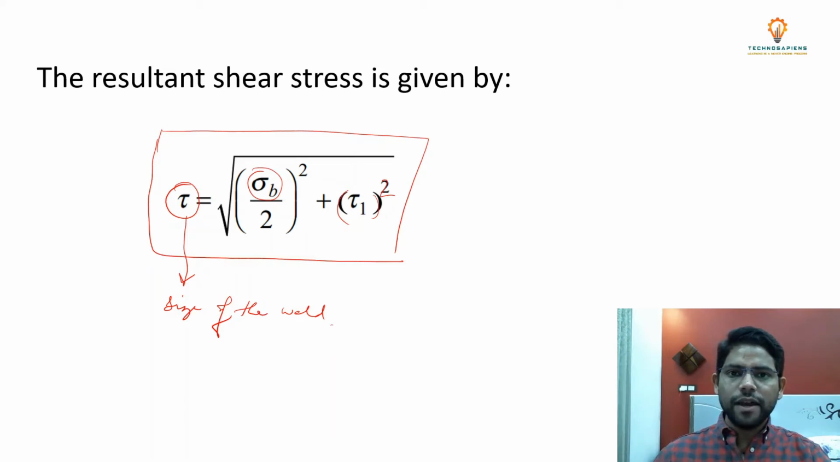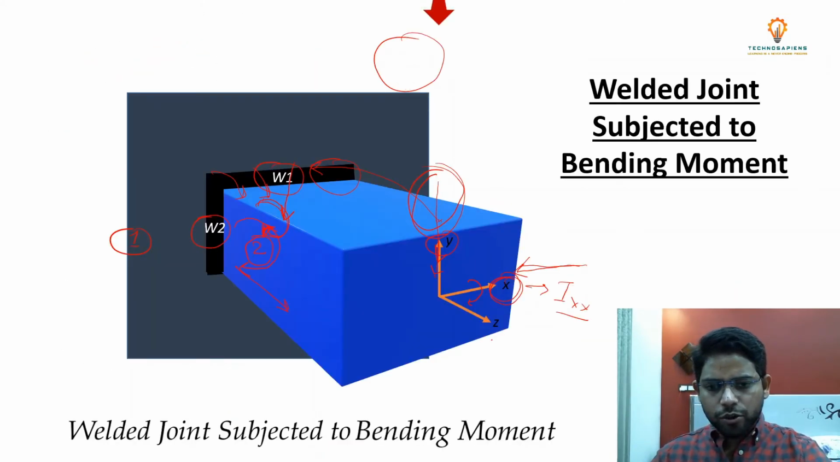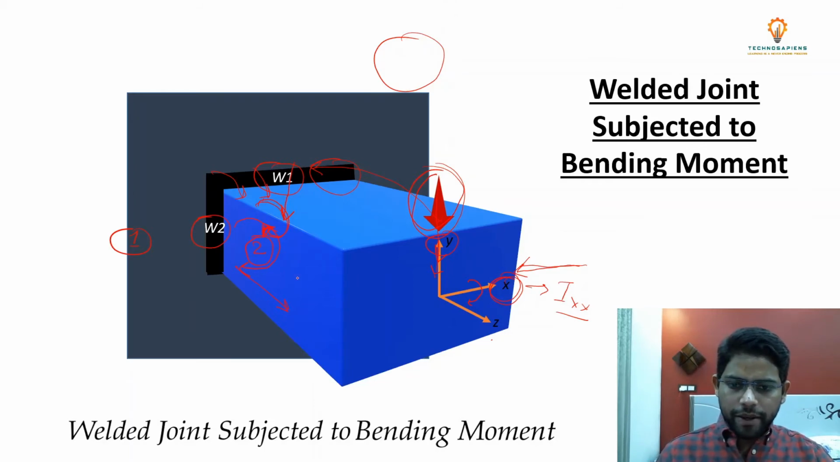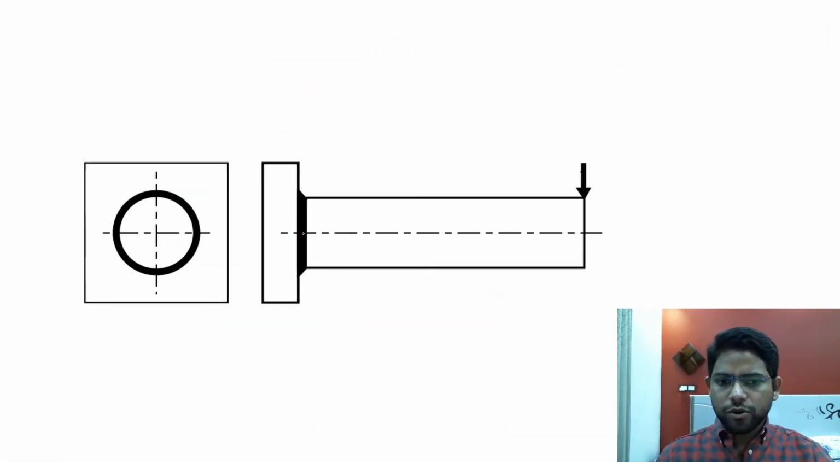So you have to be very careful while judging whether this is a problem of a welded joint subjected to eccentric loads, or a problem of welded joints subjected to bending moment. Now this figure over here shows you a cantilever beam of rectangular cross-sectional area. Now suppose this cross-sectional area is circular. So in that case, for example, you can see the figure over here. This figure shows that the cross-sectional area of this beam is circular.